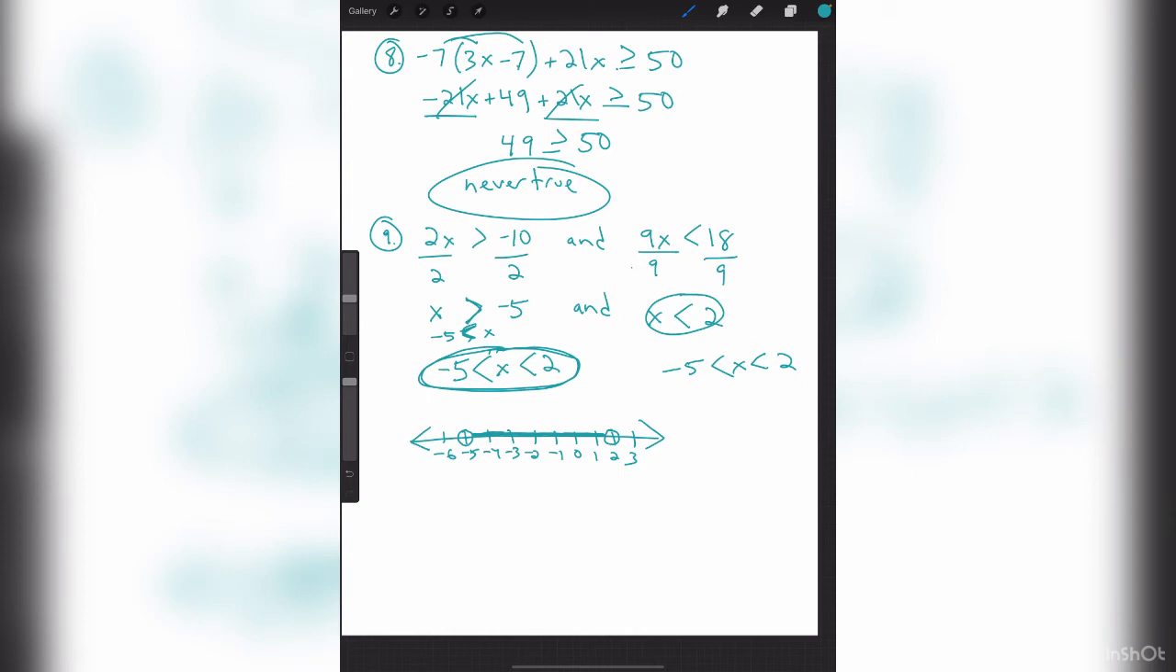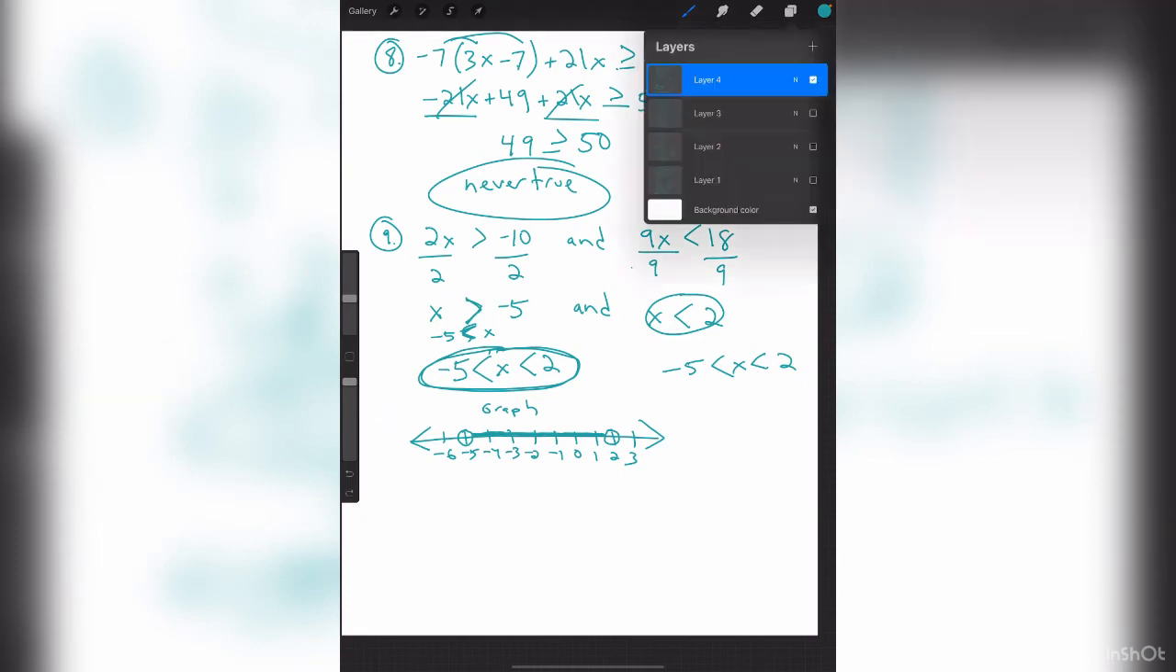So I have -5. -5 actually would not work. That's why I have the open circle there. But -4 would work, -3, -2, -1, 0, 1, all the way up to 2, but not included. So if I ever ask you to graph, this is what I want to see. So it's a two-step problem. The first thing we did was find the answer, and the second thing we did was graph it. Okay? Moving on to the next one.